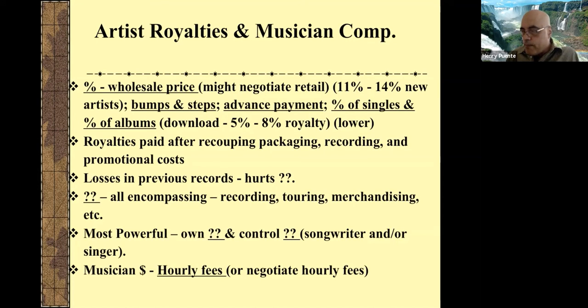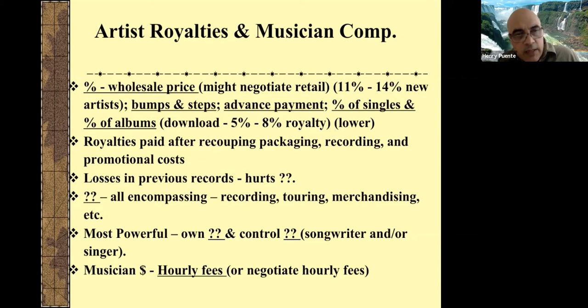And then from 200,000 copies to 300,000 copies, you're getting paid 17%. So you guys see what I'm saying? You're getting paid in bumps and steps. In other words, you're getting bumped up a percentage based on the steps in terms of sales. The more sales you have, the more they bump you up in terms of a royalty.